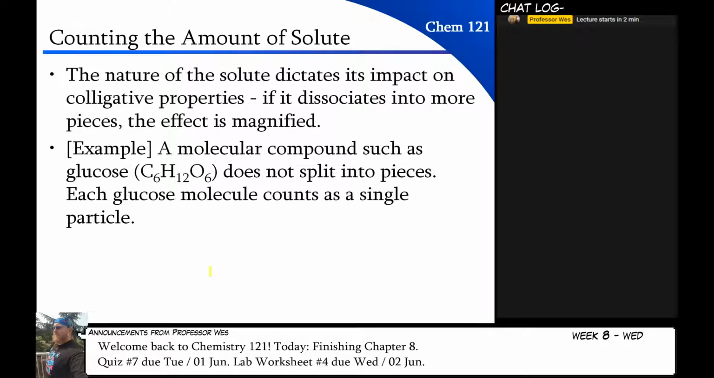So for instance, if I put in sugar, which is a covalent molecular compound, these form individual units, but they don't split up any further. So if I look at a sugar molecule and I put one sugar molecule in my solution, I end up with one particle, because the sugar does not dissociate into all its C's and H's and O's. All those covalent bonds remain in place.